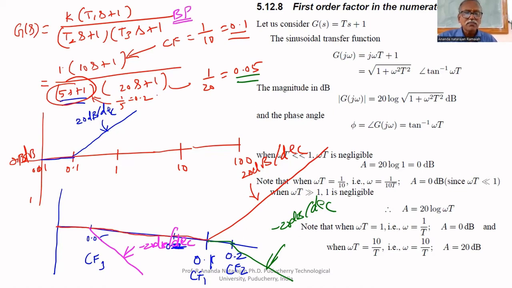This is for the third factor, this is for the second factor, this is for the first factor. All the plots we have drawn separately, but we have to combine all these together. Here it goes up to infinity, this also goes up to infinity. We have to add all these together.